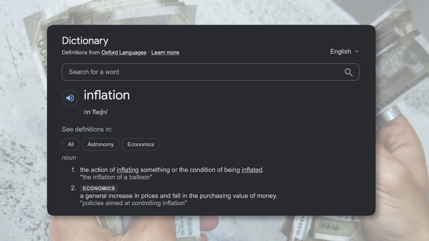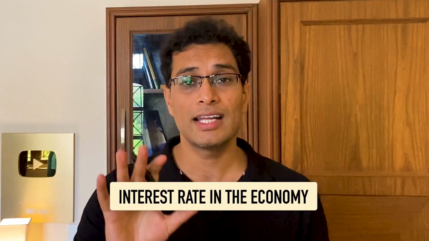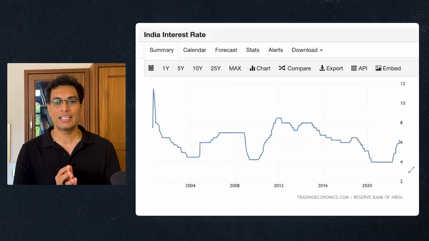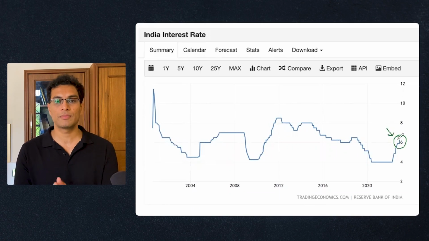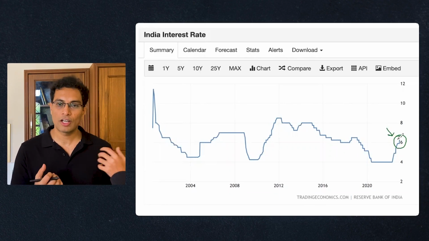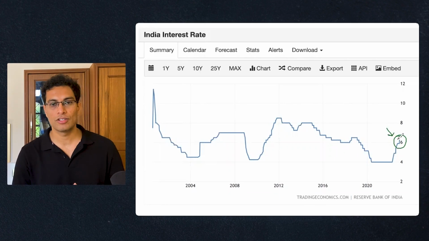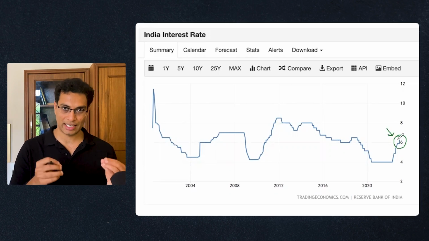For people who are new to my channel and are hearing the word inflation for the first time, inflation indicates the rate at which the prices rise. Now the second thing that you need to keep in mind while investing in FD is the interest rate in the economy. Right now you can see from this chart that the interest rate in the Indian economy is around 6%. What does this mean? This is the mother of all rates. This will decide your FD rates, and your home loan rate, etc.